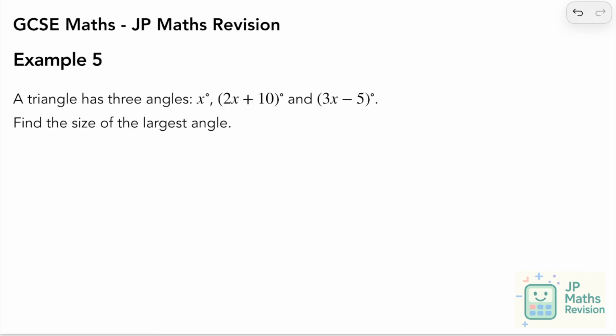So this question here, it says a triangle has 3 angles, x, 2x plus 10 and 3x minus 5.